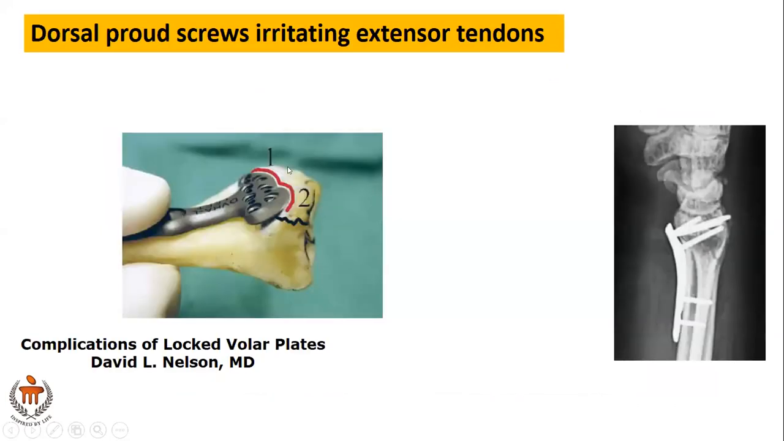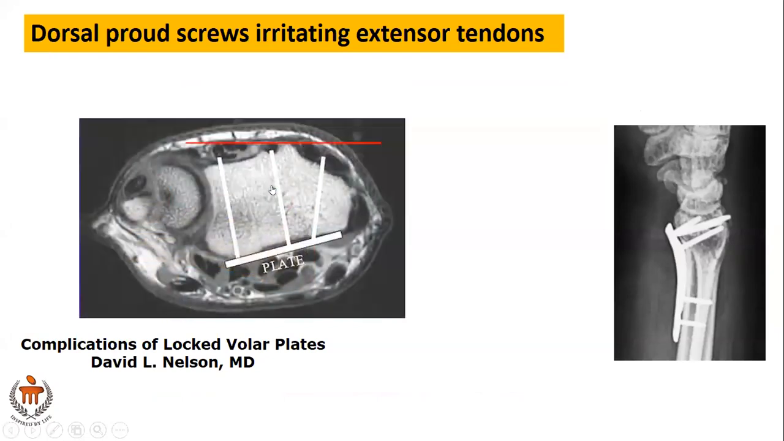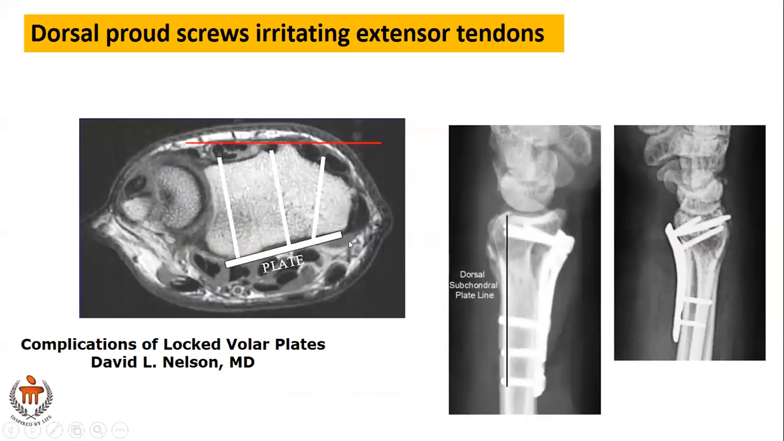And then you have these dorsal projecting screws, the proud screws, very, very important for irritating the extensor tendon here. And the culprit always is the Lister's tubercle, which hides these screw tips here. And that is the one. So if you draw this line, the dorsal subchondral plate line, from this edge here, you will know how many of these are quite prominent. And these are the ones which will cause damage.